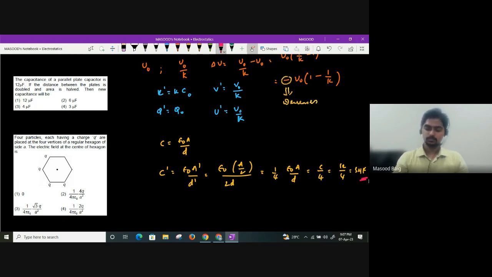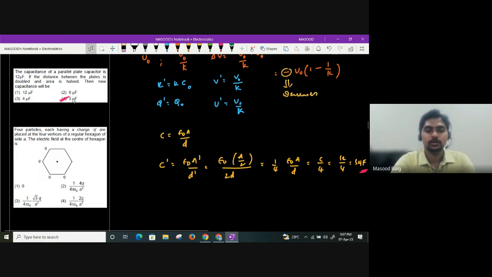Understood? Did you understand, all of you? Yes. Capacitance for a parallel plate capacitor is epsilon naught A by D. If area is halved and the distance is doubled, what will happen? The capacitance will get reduced by 4. Okay.